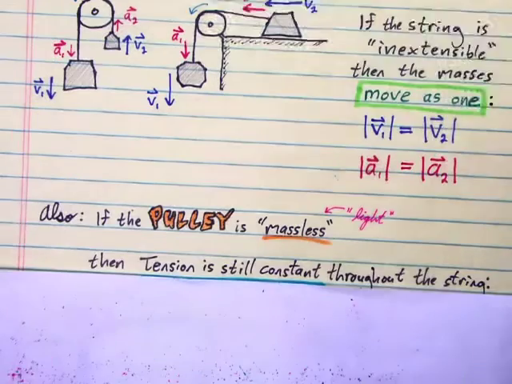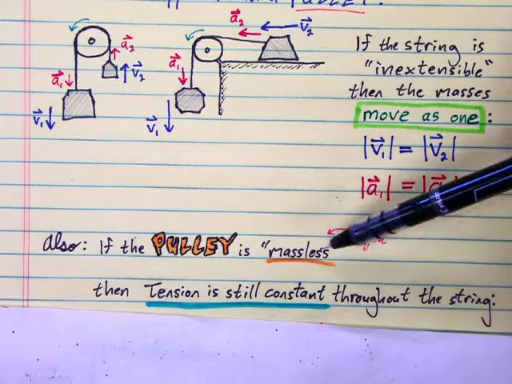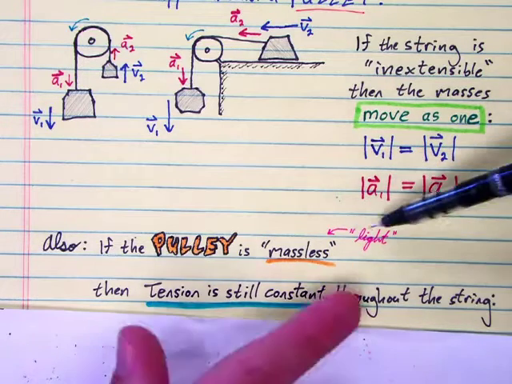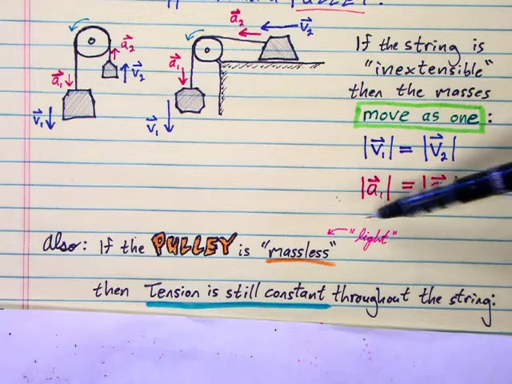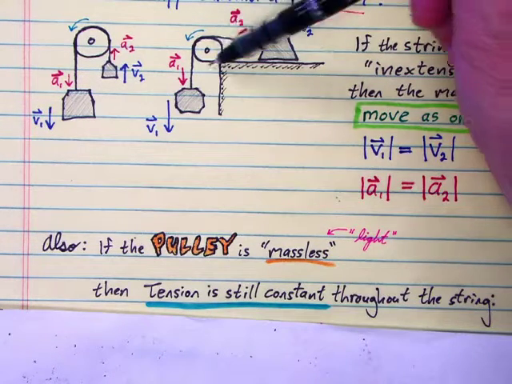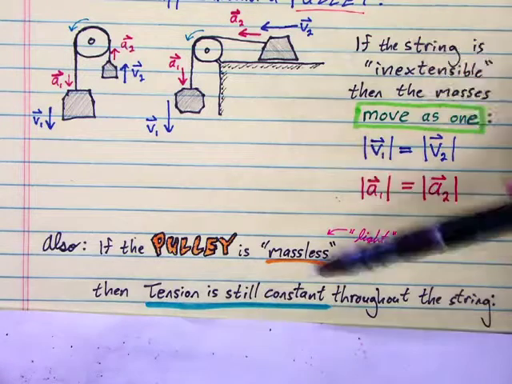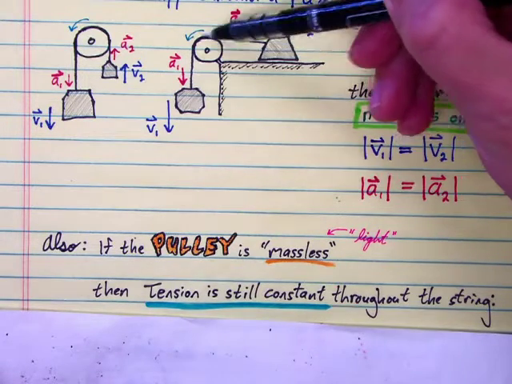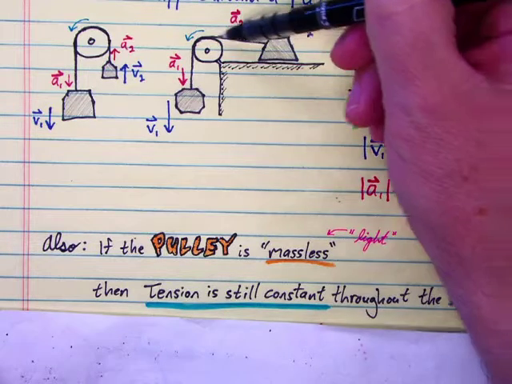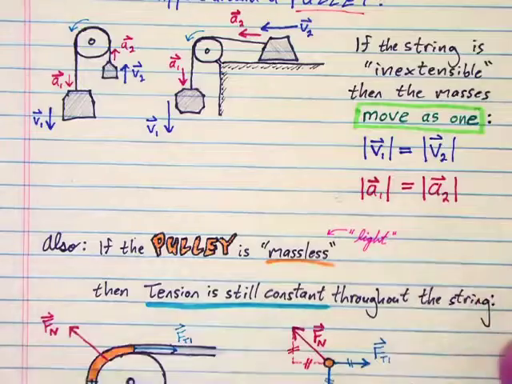Okay, lastly, if the pulley itself can be treated as massless, and that we'll have to discuss another time. Here again, that term light: if the pulley is described as light, that's a clue to you that you can treat that pulley as massless. So if this wheel has a very low mass, if the wheel is light, then that implies that the tension is still constant throughout the string. If our string is massless and the pulley is massless, then the tension is the same all the way throughout the string, even though the string is wrapped around the pulley and changing direction.